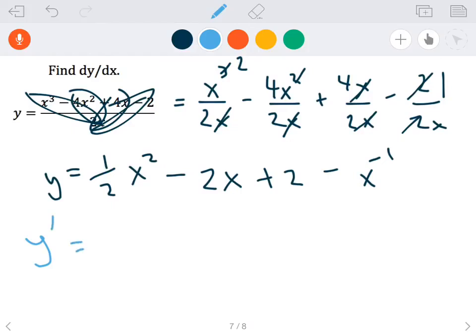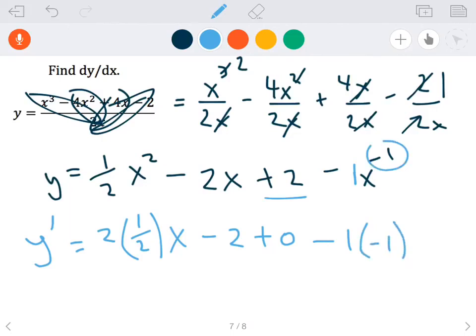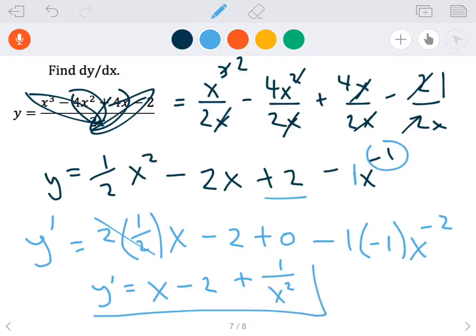Y prime, or dy dx, or f prime of x, we've seen all those different forms, they all mean the same thing, will be 2 times 1/2, subtract 1 from the exponent, minus 2. Derivative of a constant is 0. And then over here I have minus 1, there's an understood 1 there, times my exponent. And then I subtract 1 from my exponent. And clean this up just a little bit. Y prime then becomes x minus 2 plus 1 over x squared. Done.